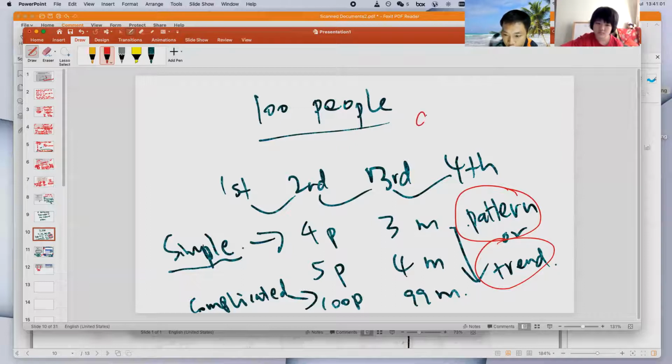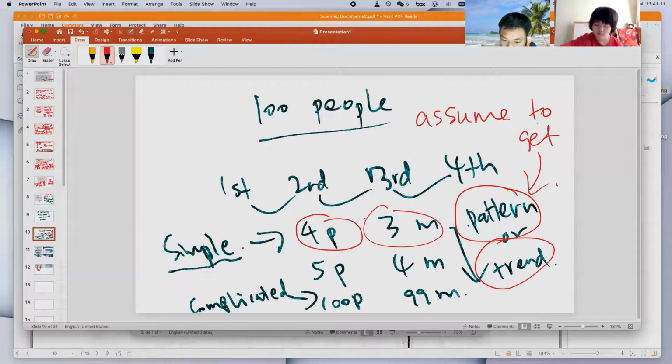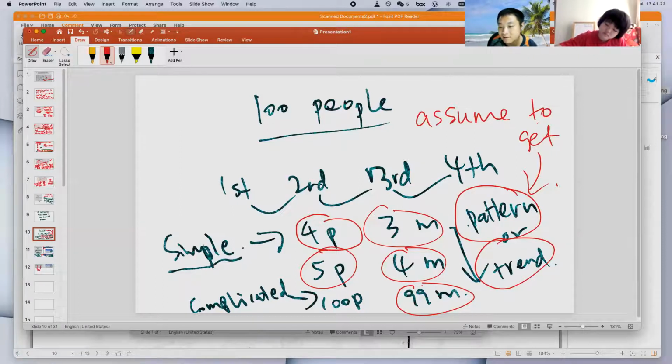So assume to get the pattern or trend here. 4 people, 3 meters. 5 people, 4 meters. So I assume to get the pattern. I'm not assuming to get the answer, okay? I want to get a sense of how this is going to be. I just want to assume some numbers so that I can get a sense.